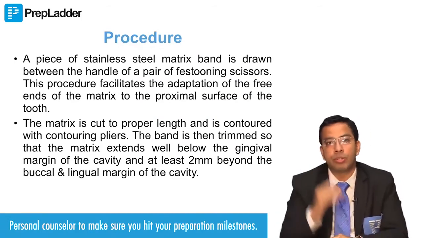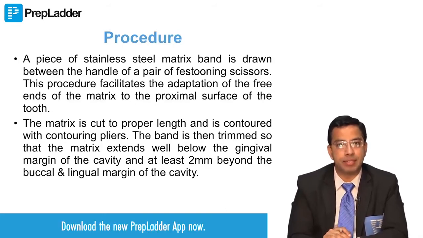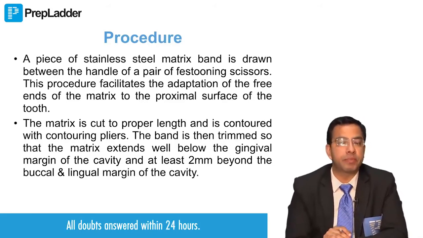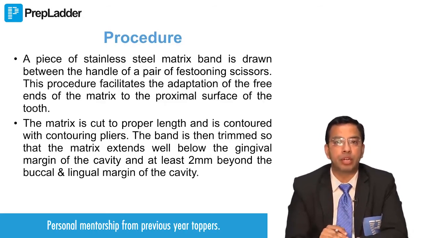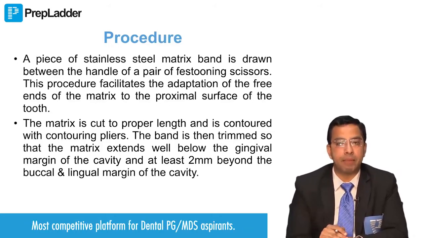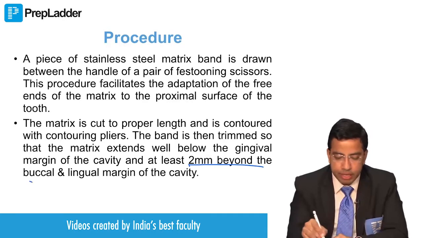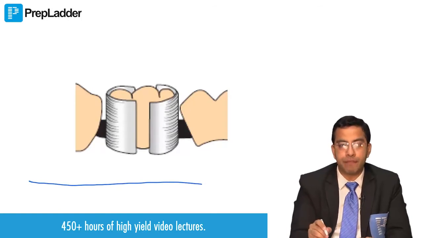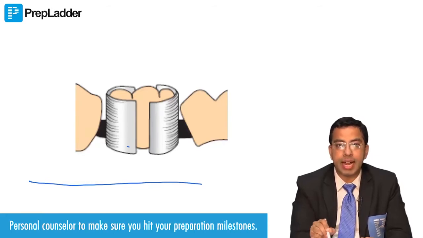So what is the procedure? You take a piece of stainless steel matrix band and draw it between the handles of a pair of festooning scissors. This procedure facilitates the adaptation of the free ends of the matrix to the proximal surface of the tooth. The matrix is cut to proper length and is contoured with the contouring pliers. The band is then trimmed so that the matrix extends well below the gingival margins of the cavity and at least 2 mm beyond the buccal and the lingual margins of the cavity. This photograph shows the matrix band in position, mesial side and the distal side.